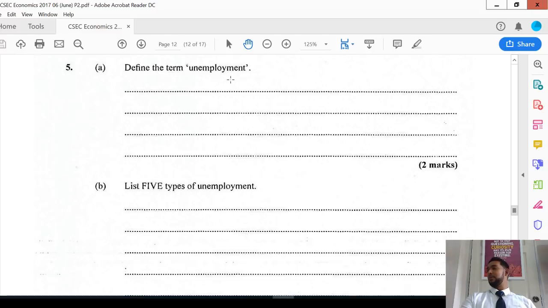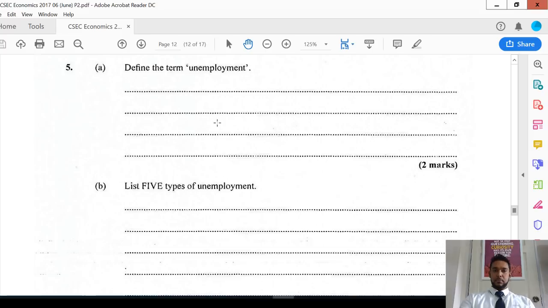Let's define unemployment. Unemployment is when a person is willing and able to work, but they cannot find a job. So unemployment is basically where you have a difference between the number of people willing and able to work and the number of jobs. To be more specific and probably more accurate, you have fewer jobs available than you have people who are willing and able to work in them.